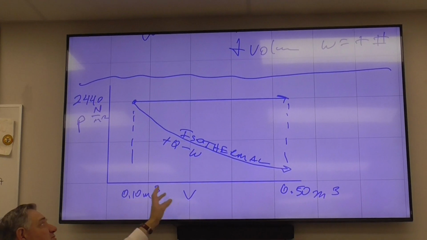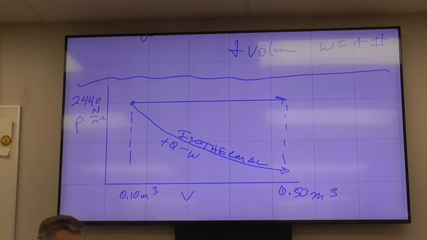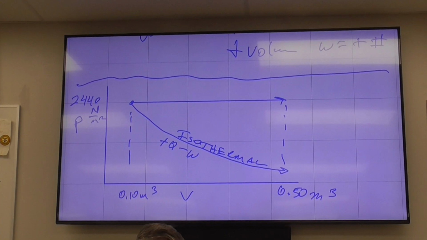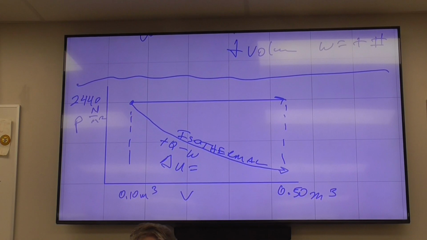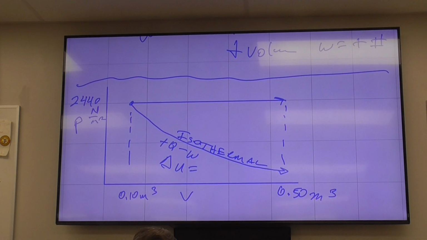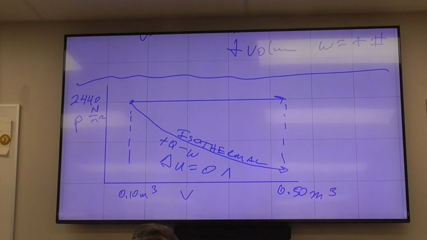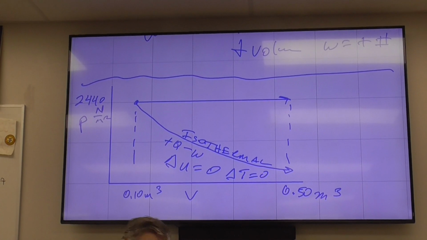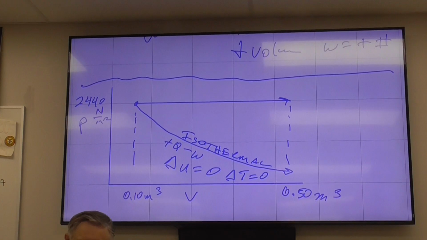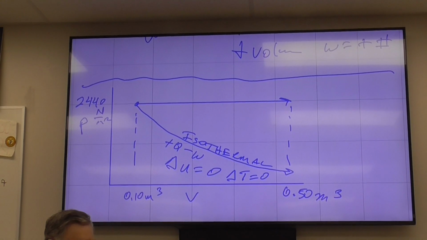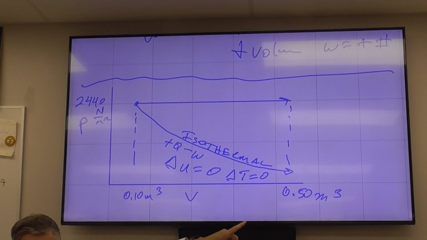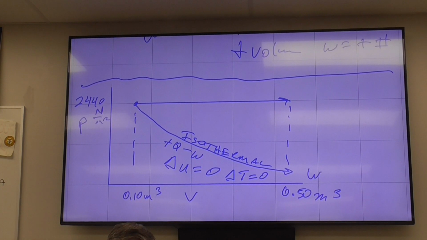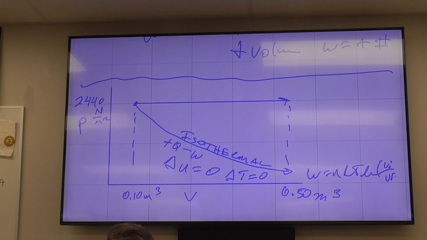So, isothermal, positive Q, negative W. What's the value of delta U? Zero, because the change in temperature is zero. By definition, that's what isothermal means. So that's an isothermal expansion, and we can use work equals nRT natural log of VI over VF.